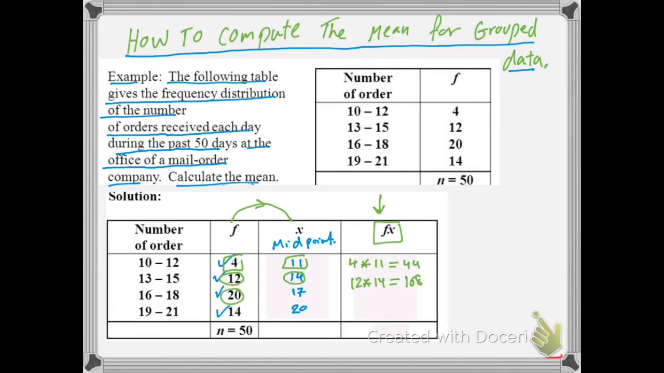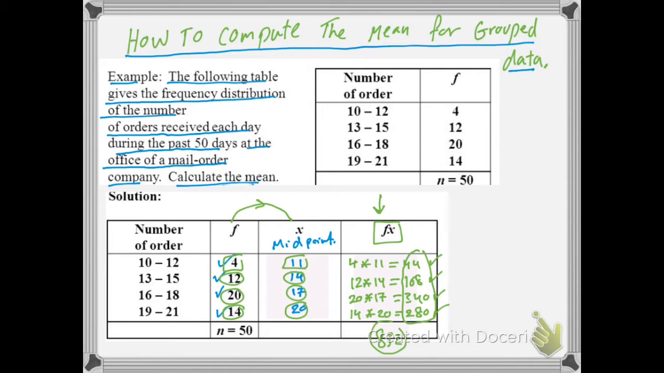After that, I'll multiply 20 by 17. When you multiply it with the calculator, it will give you 340. And at the end, I'll multiply 14 by 20. The answer will become 280. Nice. After that, try to add those numbers together. Then 44 plus 168, 340 plus 280. When you add all of them with the calculator, they will give you the total 832.